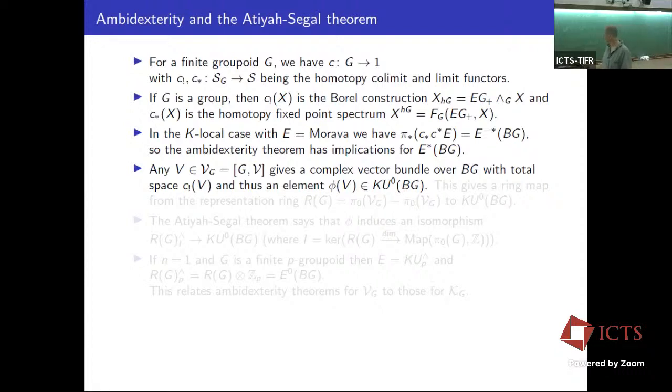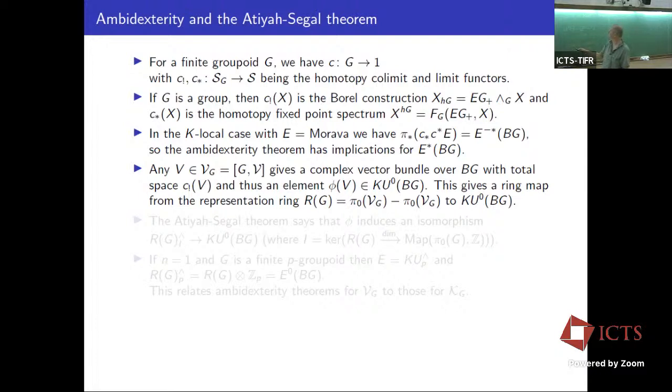So a representation of G gives us a vector bundle over BG. And if you remember the complex K theory, KU upper 0, BG, that's basically closely related to classification of vector bundles over BG. So this representation gives us an element of this K theory, which I'll call phi of V. And so using this, we've got this representation ring, RG, and you've got a map from RG to KU0 BG.